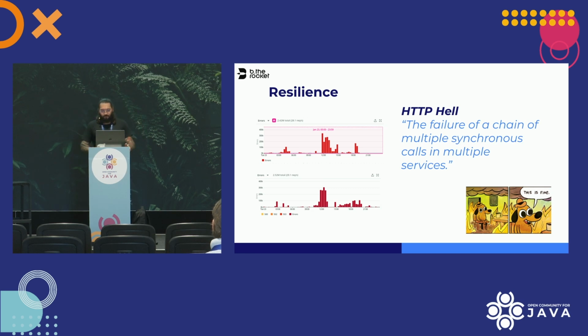Oh, good. So HTTP hell is when you have a microservice architecture, or not only microservice, let's say a distributed architecture, where all the services make HTTP requests with each other, or synchronous requests, and then one service starts to fail, and because of it, multiple services start to fail with that. And this is not good.